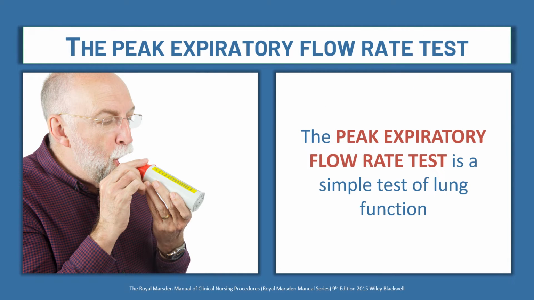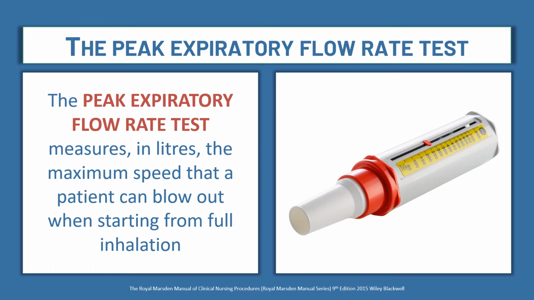So what is this peak expiratory flow rate test then? It's a really simple test of lung function. It measures in litres the maximum speed that a patient can blow out when they start from a full inhalation. Now, just have a look up on this scale here. What you're looking at here is litres per minute. So it goes down to 60 and it goes up to 800.